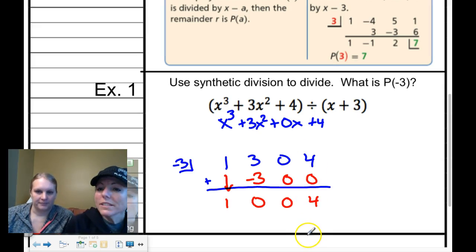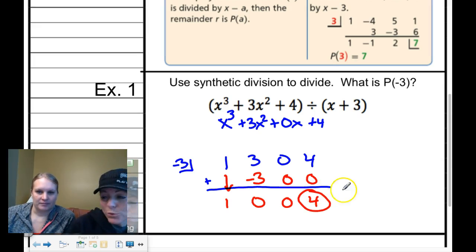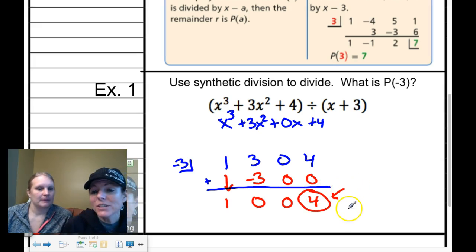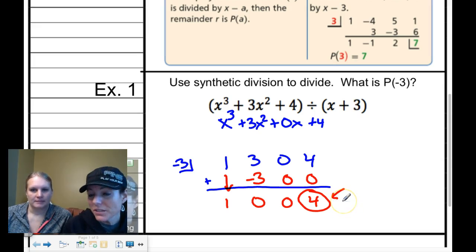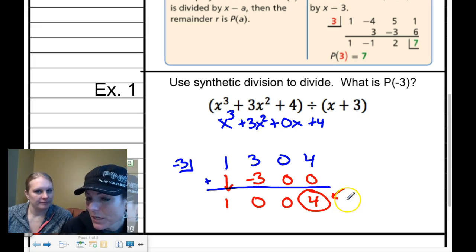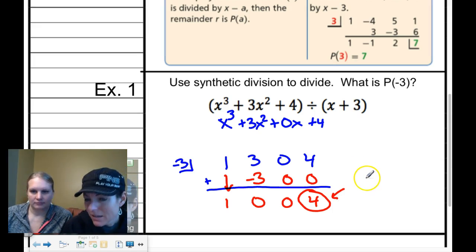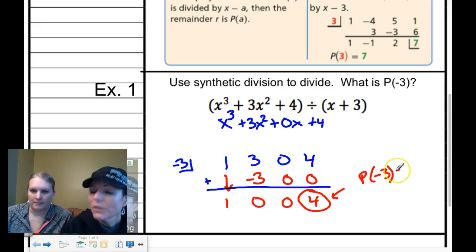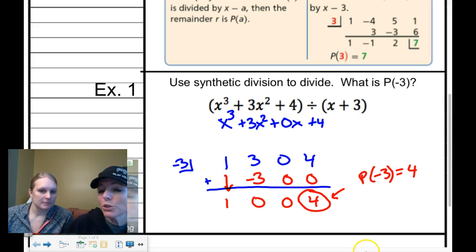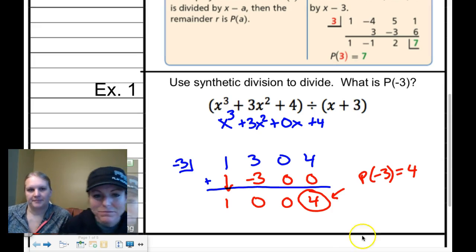So what is it asking us to do? We're not dividing to find a quotient here. It's saying use synthetic division, but then what is p of -3? So let's write p of -3. Remember what I said that's equal to? 4. The remainder. Correct. We're evaluating. Basically what we're doing is evaluating the function when x is -3. A shortcut way is to use synthetic division. Okay. That's it. Let's go on.